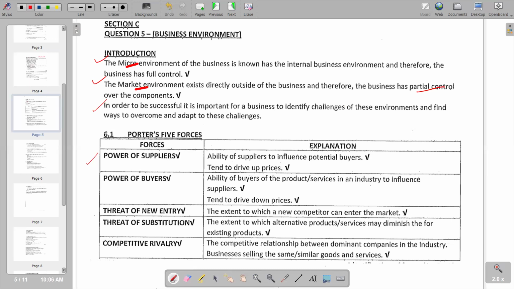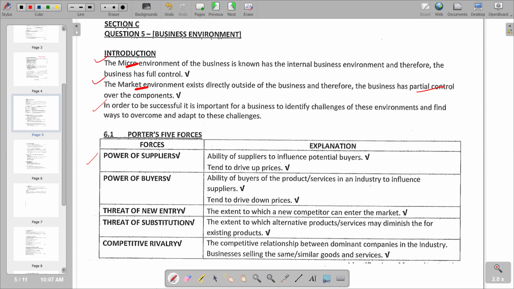So we are saying the power of suppliers. Remember, the suppliers are the ones that sell goods to the business. In other words, they are supplying the business with goods. So basically, the explanation now is trying to illustrate that in that essence, the supplier will have the ability to influence potential buyers. So basically, in that way, the level of supply can determine even the price levels.